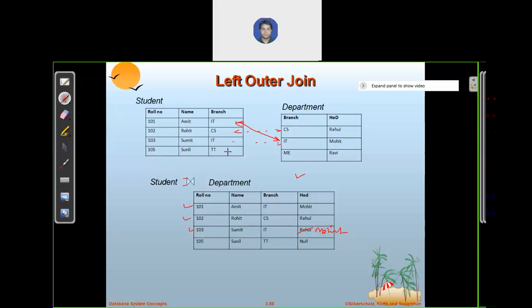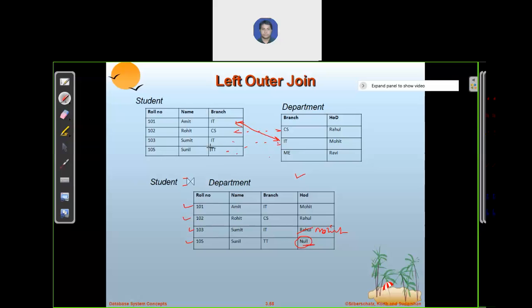And next take the last record, which is 105 Sunil, and the branch is TT. Is there any record of TT? CS, IT, ME. There is no record of TT. So you will write this record in your result as 105 Sunil TT, and since no corresponding record is present in the other relation, you will write the value null for that record. As you can see here, we have written the corresponding value as null.